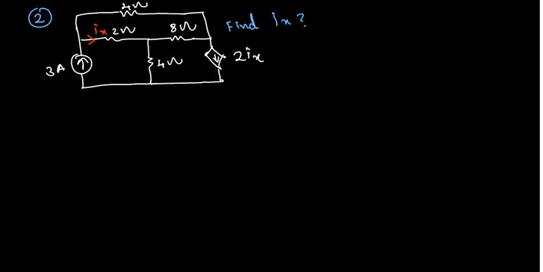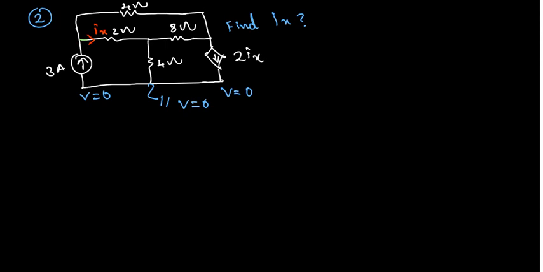Let's take another example. Here it is. Find Ix using nodal analysis. First, what are we going to do? We need to put the reference. I take this as reference, V is equal to 0, and this also V is equal to 0, and this also V is equal to 0. Then we need to put V1, V2, V3.